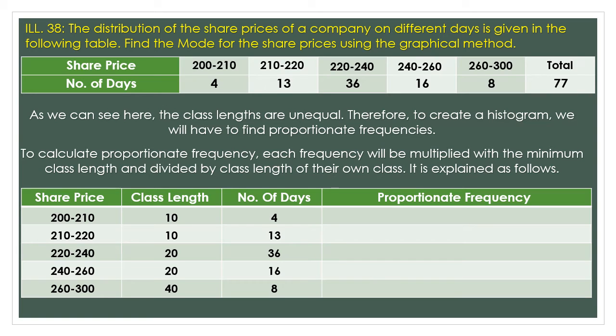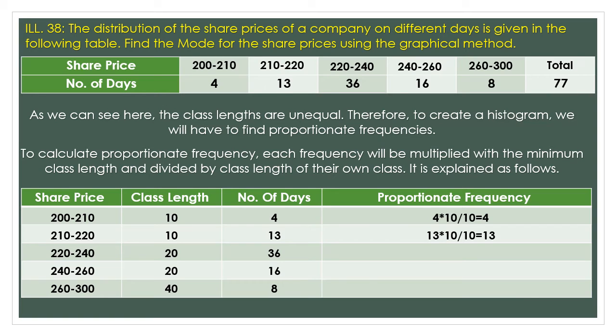Okay. What we need to do? Multiply each frequency with the minimum class length and divide it by the class length of that particular class. So right now the first class has 4 frequency, and if you see from the class length, the minimum class length is 10. So all the frequencies will be multiplied with 10. Now for the first class, its own class length is also 10. So it will be 4 into 10 upon 10, the 4. Because the first one is already in the proportion, the second one is also in the proportion, 13 into 10 upon 10. But from the second one, the problem starts.